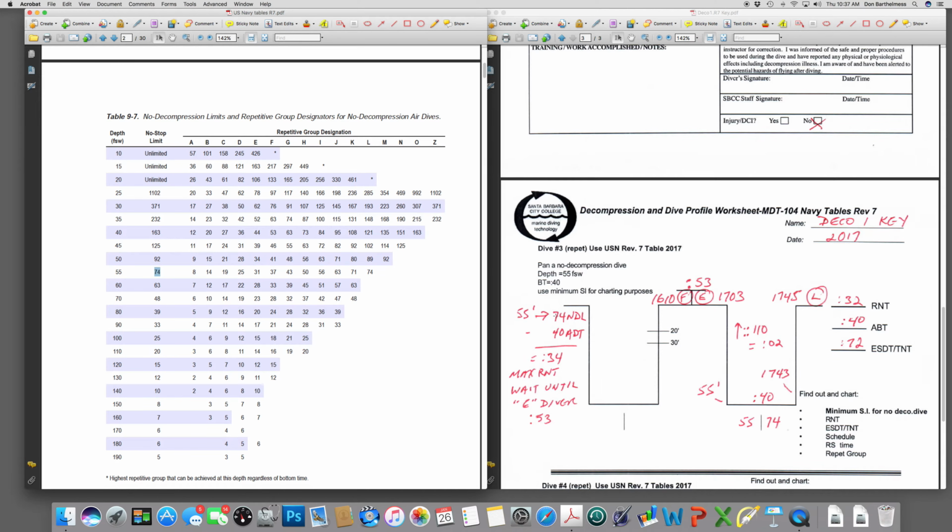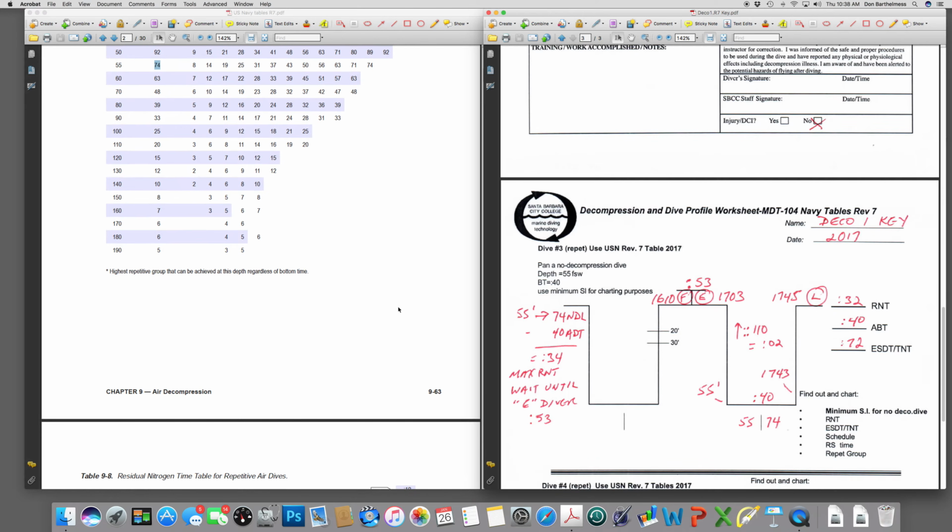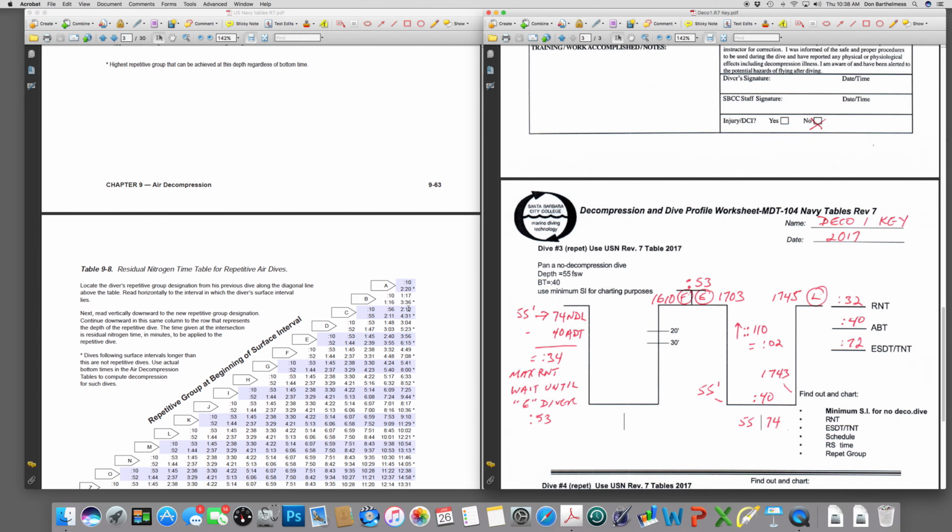Well, if our limit is 74 and our actual is 40, the difference between the two only allows us 34 minutes for residual nitrogen time. 34 minutes maximum allowable residual nitrogen time at 55 feet. So we must wait until we have 34 minutes or less residual nitrogen time at 55 feet. Where do we find that information? Well, we're looking for 34 minutes on the 55-foot depth in the residual nitrogen timetable.